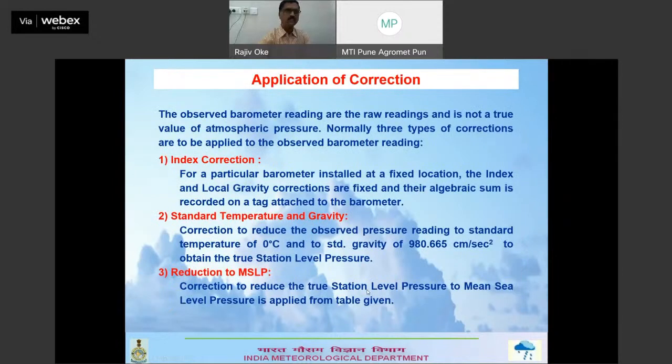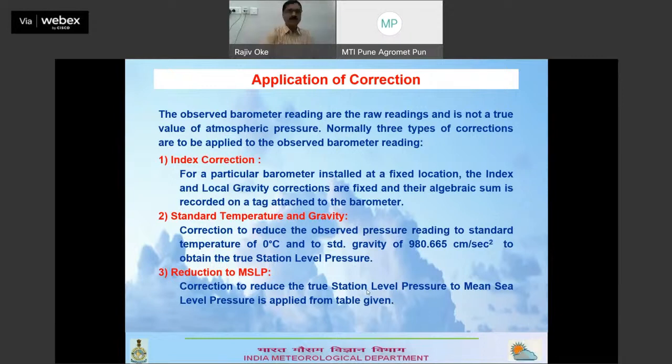And some corrections have to be applied to the atmospheric pressure raw reading to reduce it to mean sea level: index correction, standard temperature, gravity correction, and reduction to mean sea level pressure. So index correction is the correction given by the factory settings or the person's instruments.